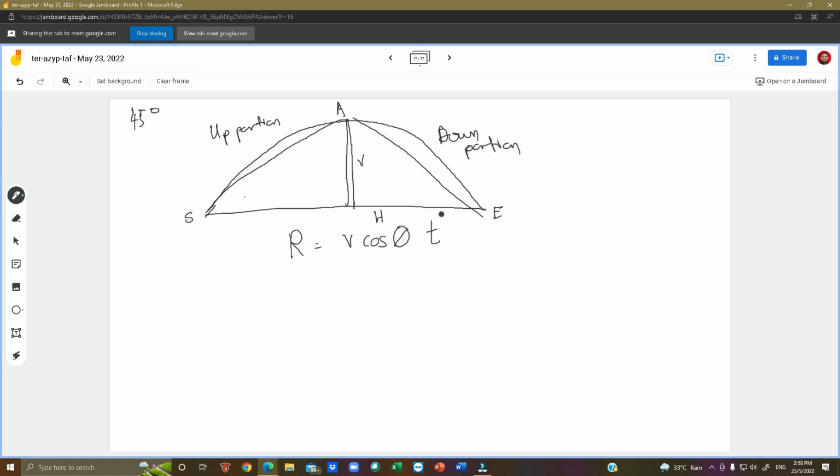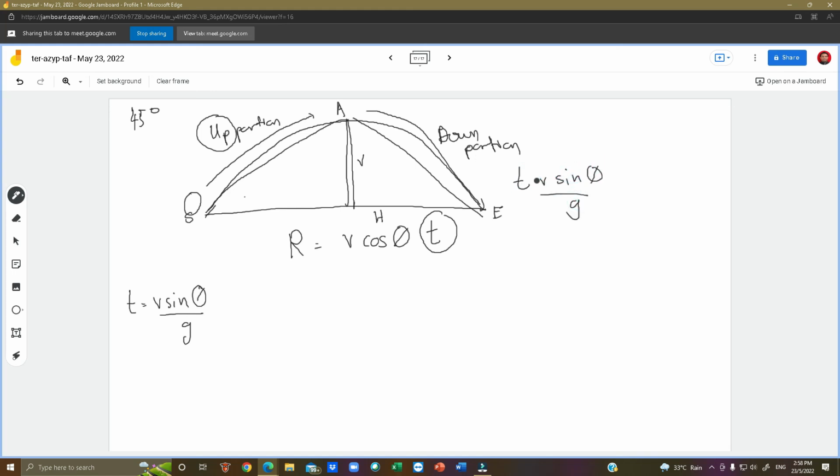Okay, and this time is the time taken for the projectile to go up and to get back down. Maksudnya up portion dengan down portion. Jadi untuk up portion ni, untuk time, kita akan guna formula macam ni. T equals V sin theta over G. For down portion pun benda yang sama, V sin theta over G.